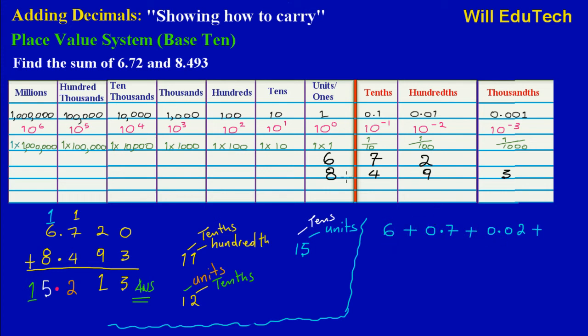Now below that, I have an 8 in the ones column, so 8 times 1 gives me an 8, and I'm placing the 8 exactly under the 6 in my units column. Plus I have a 4 in my tenths column, so 4 times 0.1, and you could always try that on your calculator, you would get 0.4. Plus I have a 9 in the hundredths column, so 9 times 0.01 gives me 0.09.